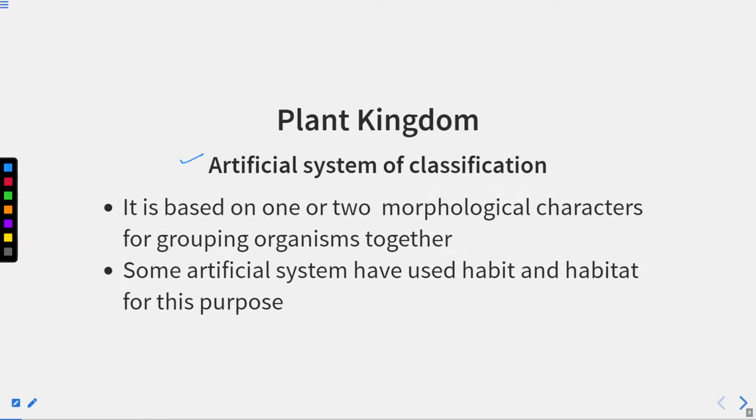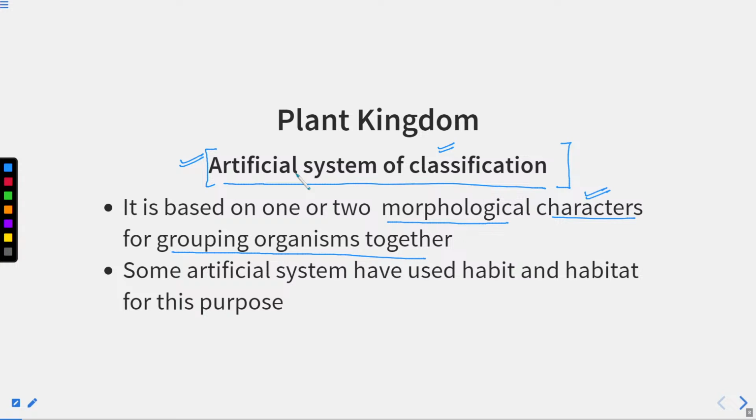Before going to that, we will have a discussion on the different types of classification. The first one is the artificial system of classification, right? It is based on 1 or 2 morphological characters for grouping organisms together. What we basically do in classification is place organisms that have the same type of characteristics in one group, and different types of organisms in different groups based on their characteristics. We are basically looking for the characteristic, and organisms with common characteristics we keep in one class or one group.